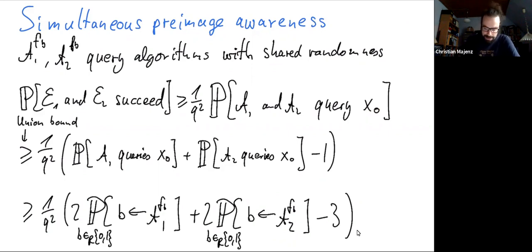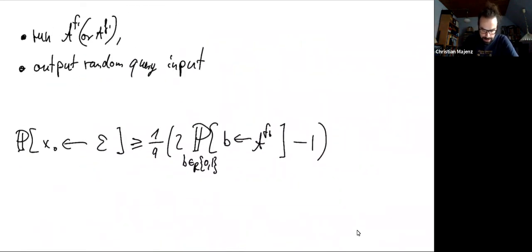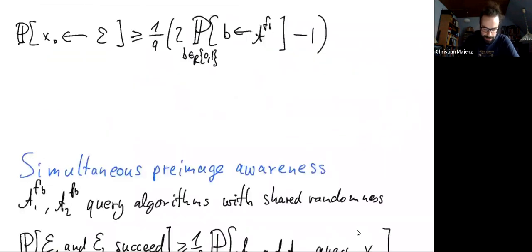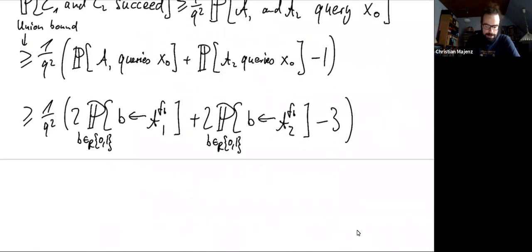Now we can use a union bound to separate this probability. This is larger or equal than the same prefactor times the probability that A1 queries x0 plus the probability that A2 queries x0, minus 1. And now we can just apply this inequality over here to obtain a bound that relates the simultaneous success probability of the two extractors to the success probabilities of the two distinguishers.